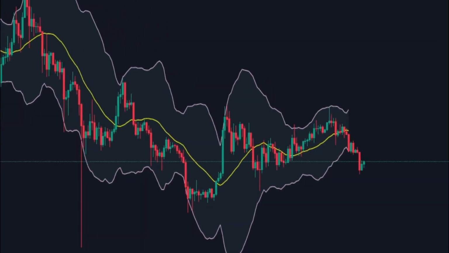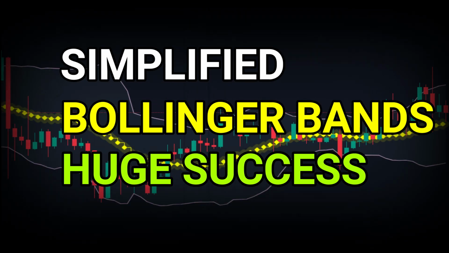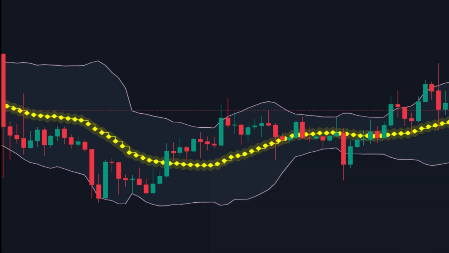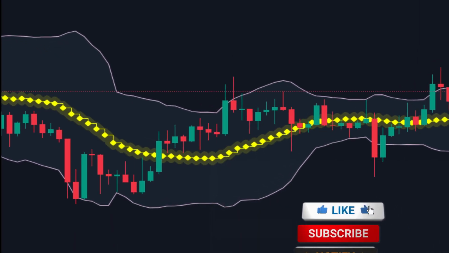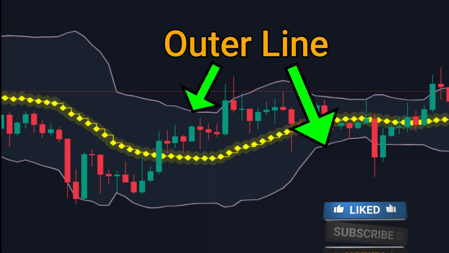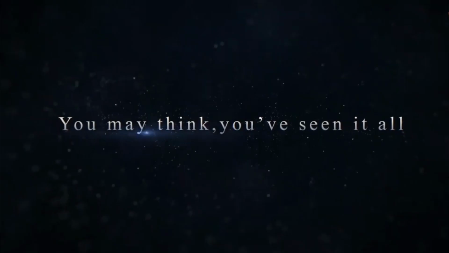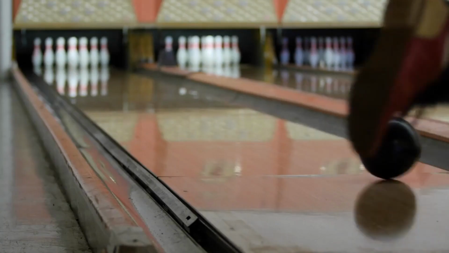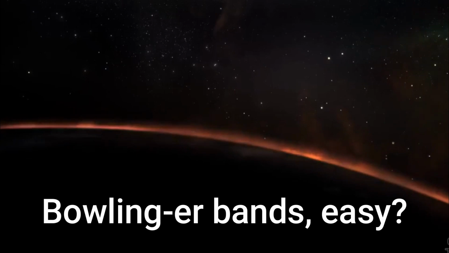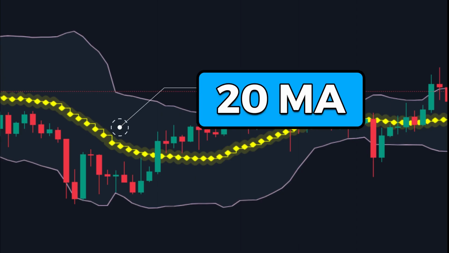I'm going to show you how to simplify Bollinger Bands to grow your small account. What you are seeing in front is how Bollinger Band looks like. It consists of two outer lines and a middle line. To remember this, think about it like a bowling alley. Bollinger Band, easy. The middle line is just a simple 20 period moving average.